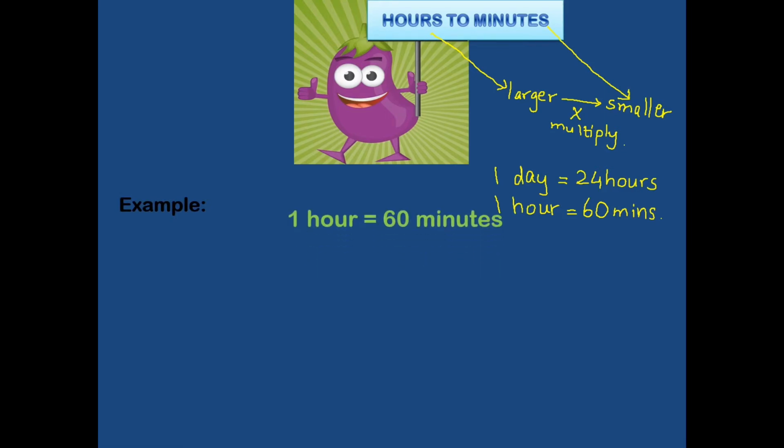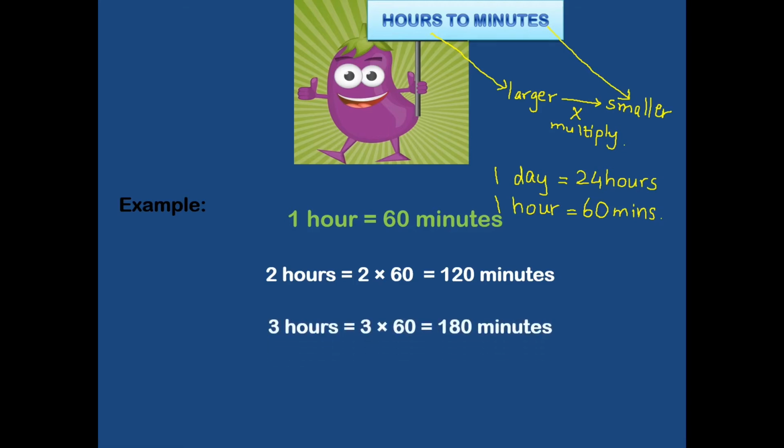So, if 1 hour is equal to 60 minutes, then 2 hours will be equal to 2 times 60, that is equal to 120 minutes. And 3 hours will be equal to 3 times 60, which would be equal to 180 minutes. 4 hours will be equal to 4 times 60, which will give you 300 minutes, and so on.